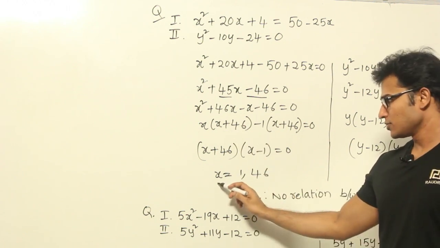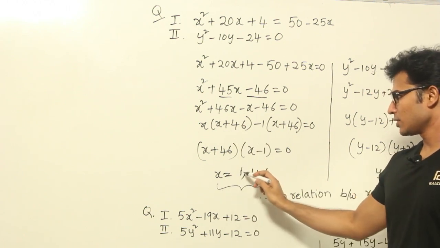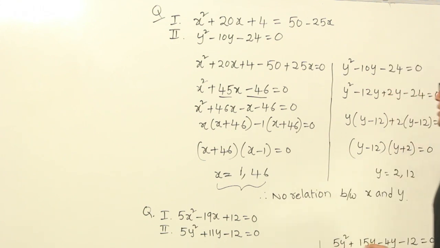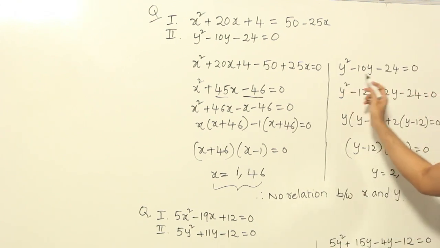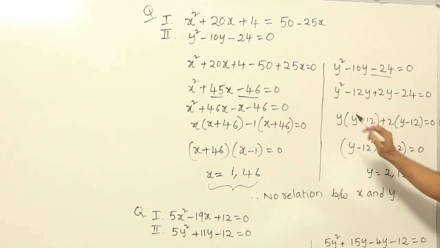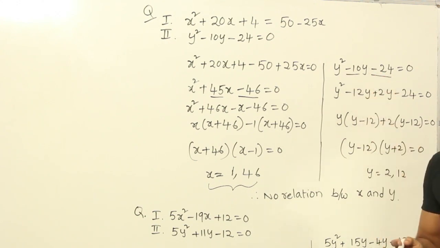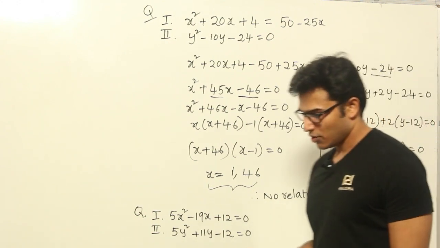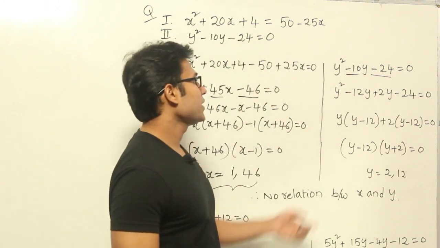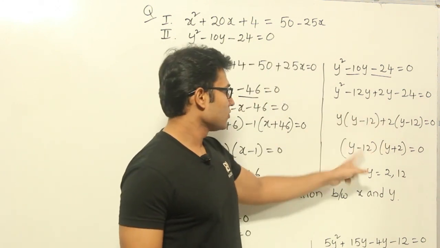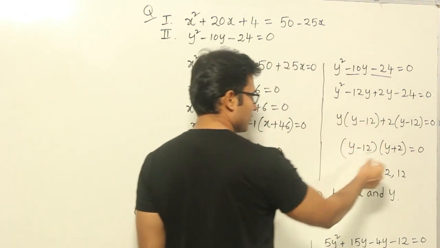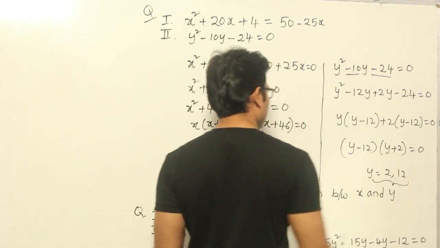Now if you find the values of x, which means the roots of x, it is going to be 1 comma 46, right? Fine. And for the other one, the product of the numbers has to be minus 24 and the sum of them has to be minus 10, right? So in that case you are going to get minus 12 and 2, right? So again, if you find the factors using that factorization method, you are going to get 2 and 12.